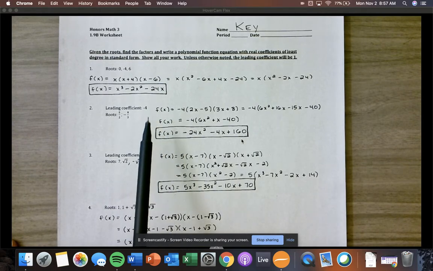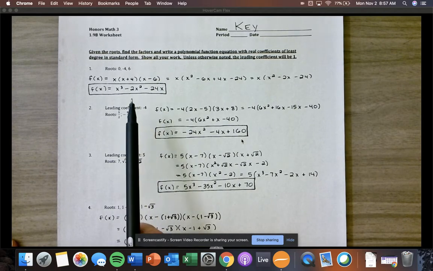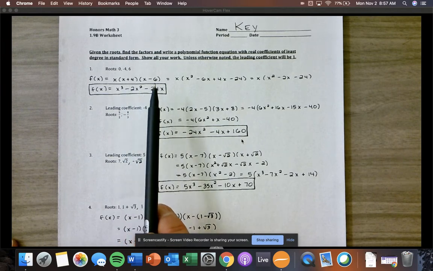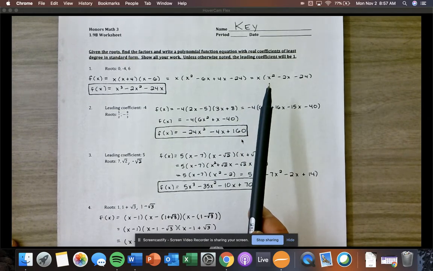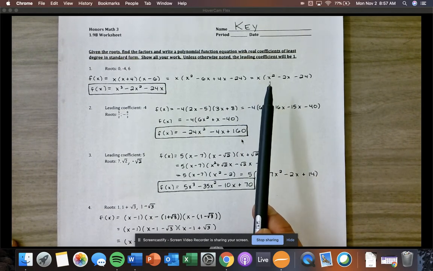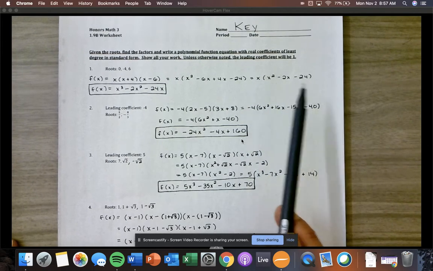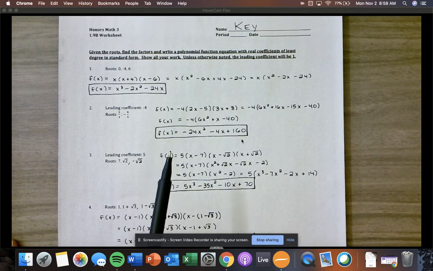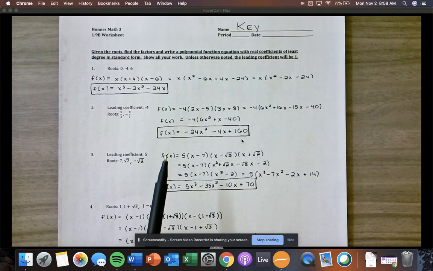Then all we would have to do is clean it up a little bit and get it in standard form, right? So this x plus 4 times x minus 6, we can just FOIL that out, right? And we end up getting x squared minus 2x minus 24. Then we just have to multiply that x in, right? We distribute it to each term. We end up getting x cubed minus 2x squared minus 24x.